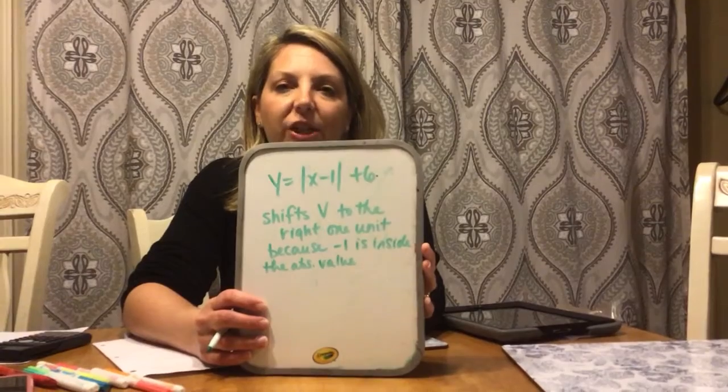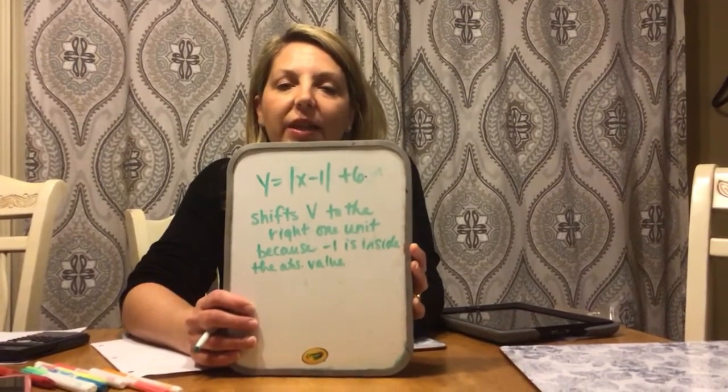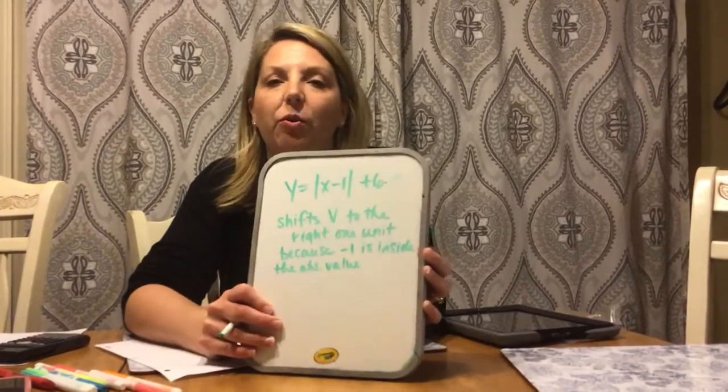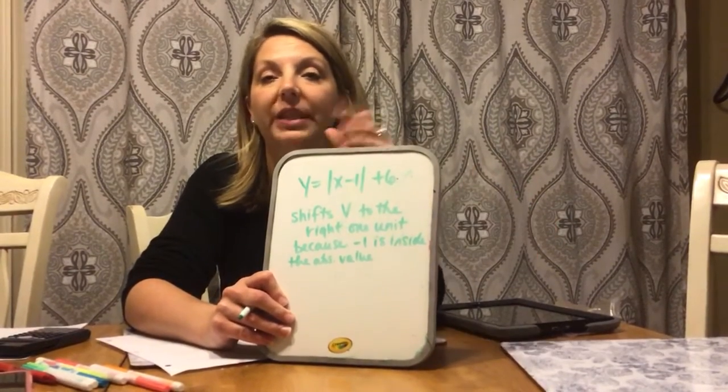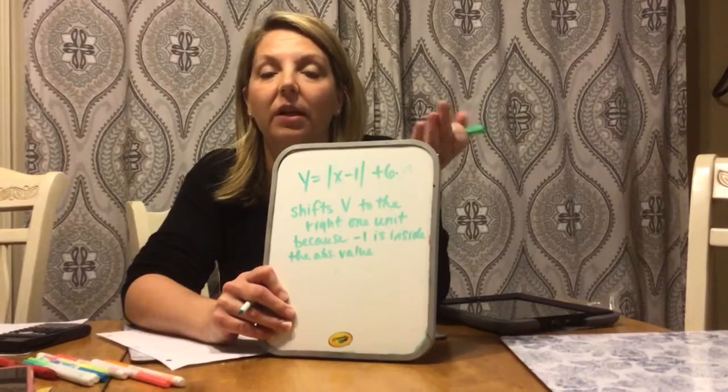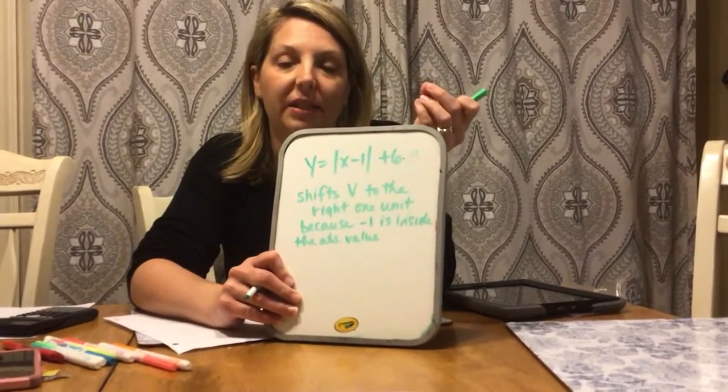Now the reason it shifts the opposite way is you can think of it as setting it equal to 0. So x minus 1 is equal to 0, and if you solve for x, you add 1 to both sides and you get x equals +1. So that's why it's doing the opposite.